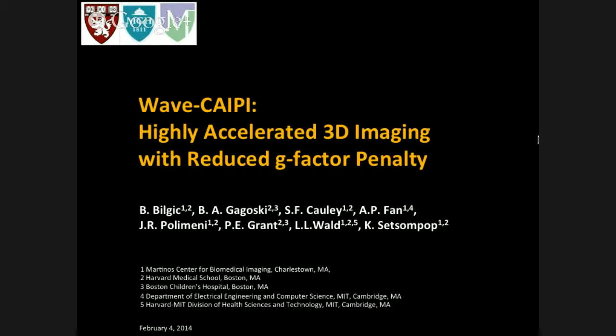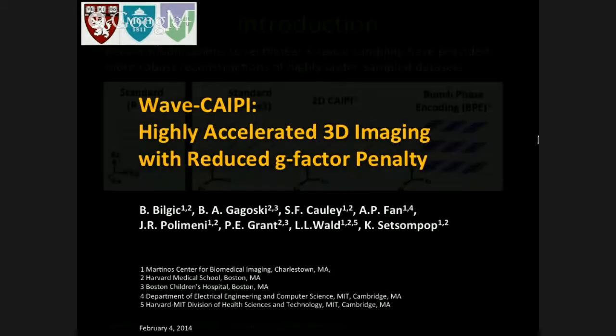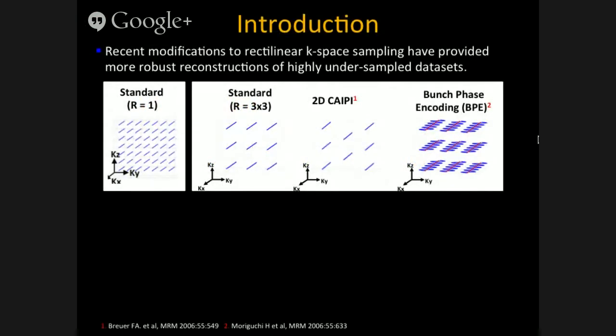Yeah, so this is our method called Wave-CAIPI, and we use this for highly accelerated 3D imaging, and this gives us a reduced G-factor penalty.